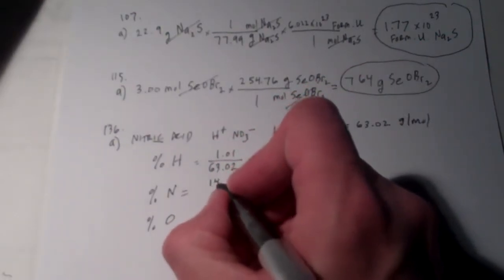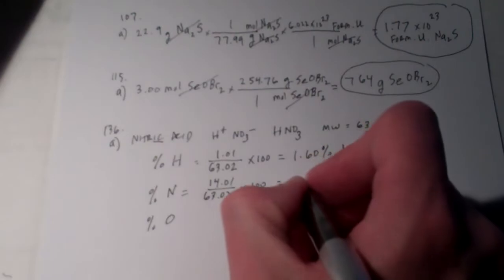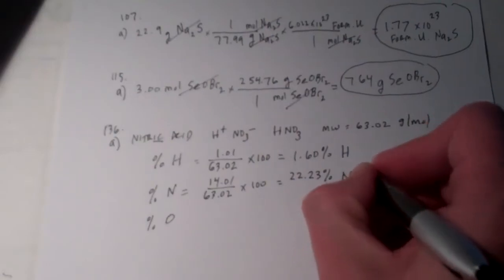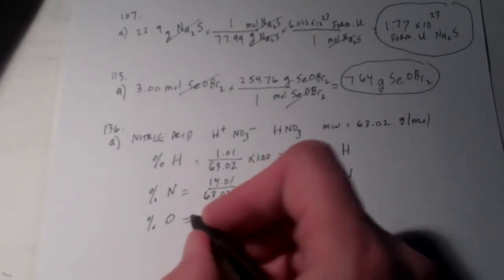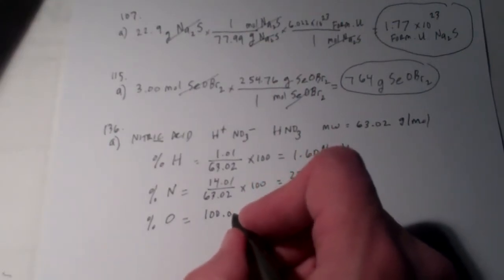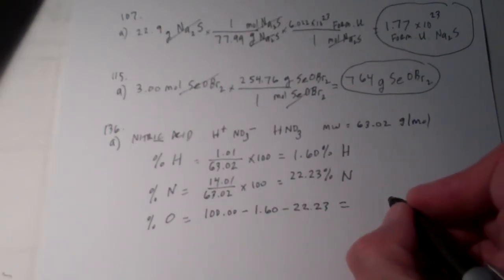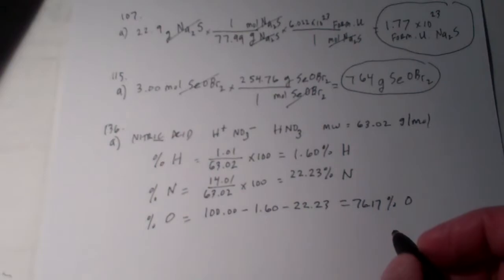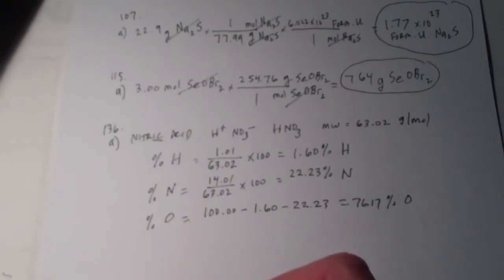Do the same with nitrogen. There's one nitrogen, 14.01 out of 63.02 times 100 gives me 22.23% nitrogen. Now the last element, we can simply subtract these other percentages from 100, and whatever's left will be the percentage of the last element. So 100.00 minus 1.60 minus 22.23 will give me the percentage of oxygen, and that turns out to be 76.17%. If you add these up, we should get 100 if we've done it correctly. Okay? And that's how we do the problems on number 136.